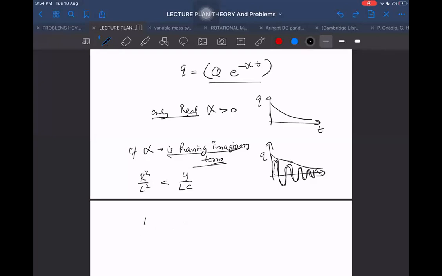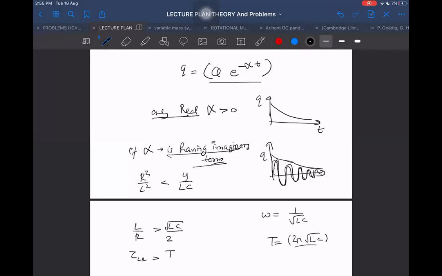L by R, sir. What was omega? Omega was 1 by root LC, and the time period will be 2 pi into root LC. Okay, understood, then it is right only. So we are getting here L by R should be greater than root LC by 2. But that is the time constant of the LR circuit. That should be greater than what? That should be greater than time period by 1 by 2 omega.